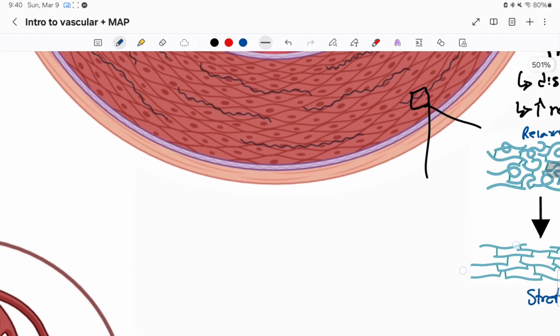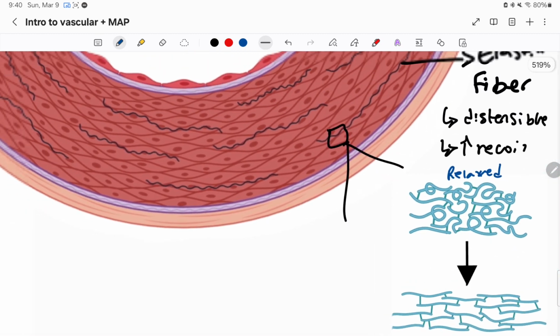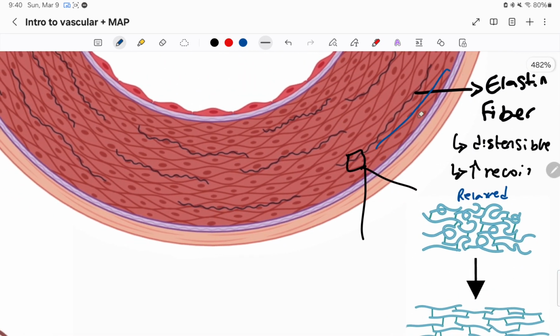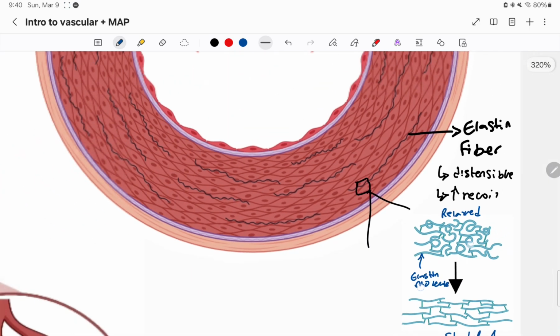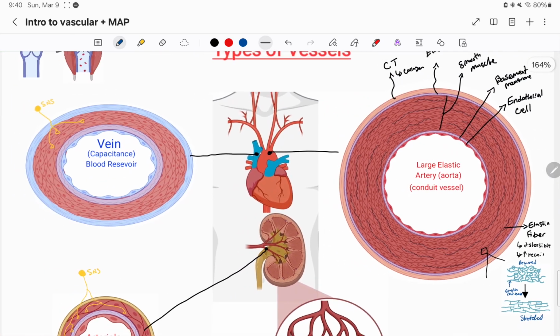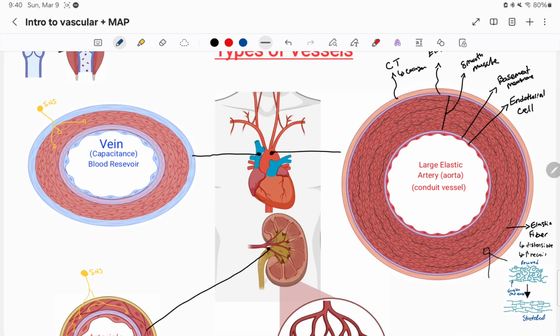Now, technically, if you really want to be clear, this entire thing is an elastin fiber, and so is this. This is an elastin fiber, but one of these little blue things is an elastin molecule. All right, so that's a little bit about the actual aorta. What else can we say about the aorta?